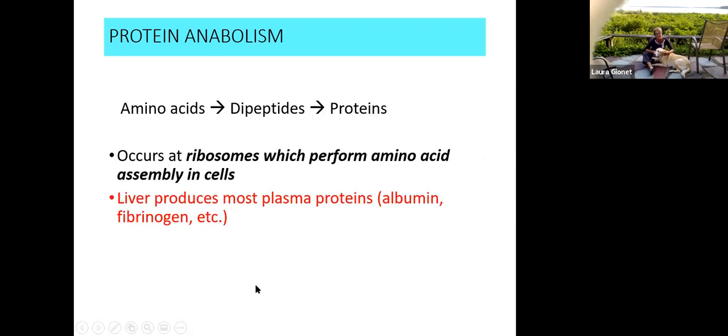Protein anabolism, building them up, is just the reverse. We have amino acids that form dipeptides and then longer chains to polypeptides. Remember that this occurs with the ribosomes, which perform amino acid assembly in cells. The liver produces most of the plasma proteins: albumin, fibrinogen, all these different proteins, anti-A, anti-B, if you need those, depending on your blood type, of course.